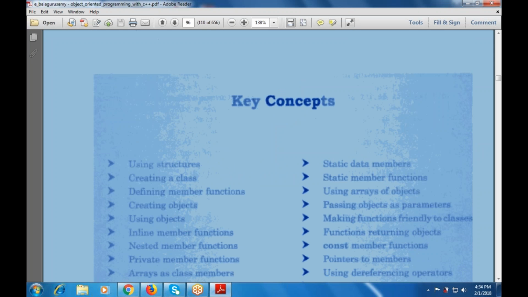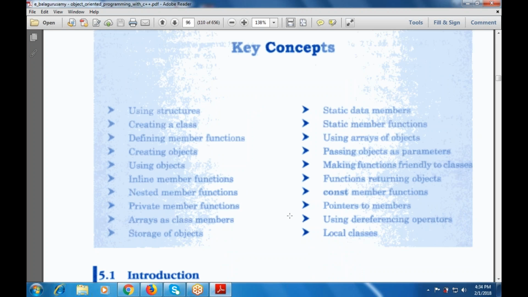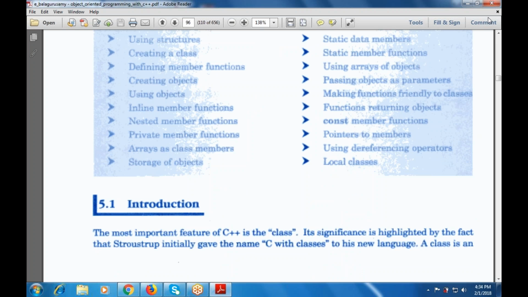The first key concept is using the structure, then how to create a class, then defining member functions, creating the objects, and using the objects that are made. Introduction of this topic.